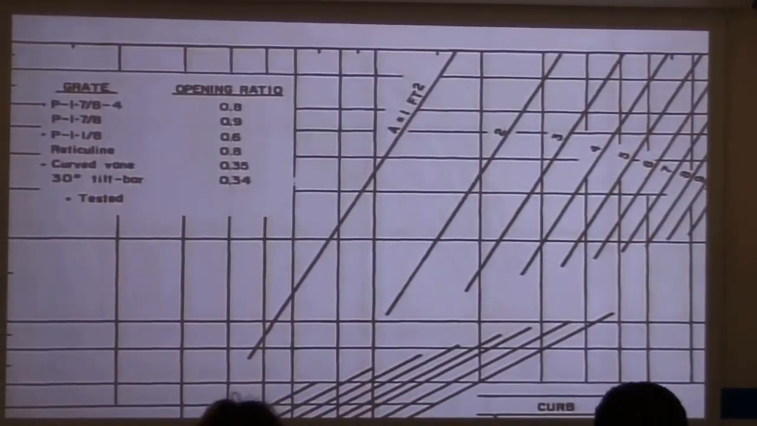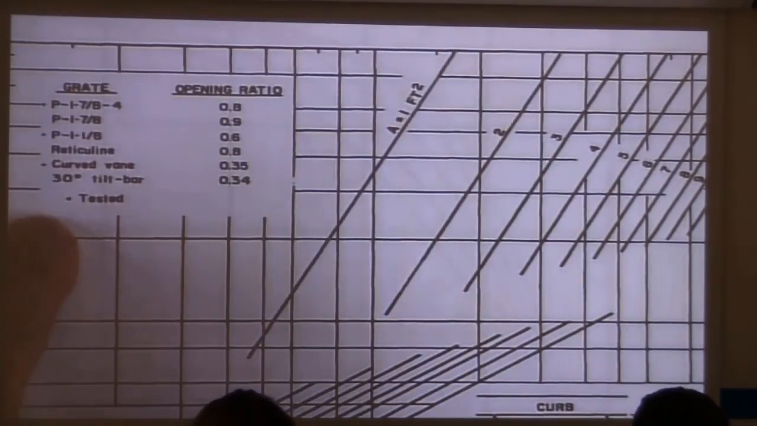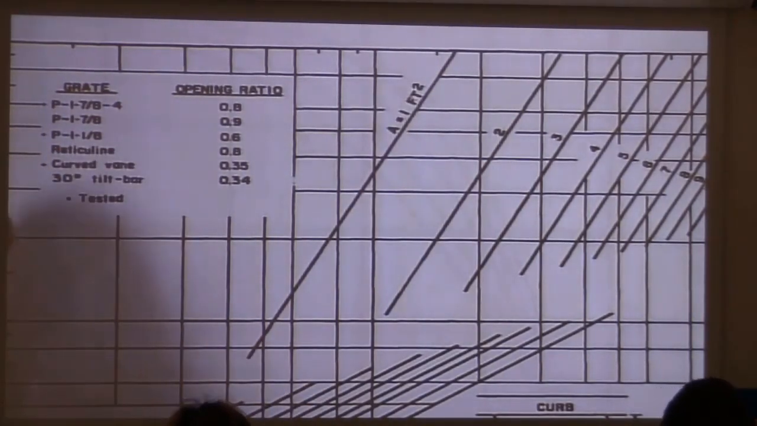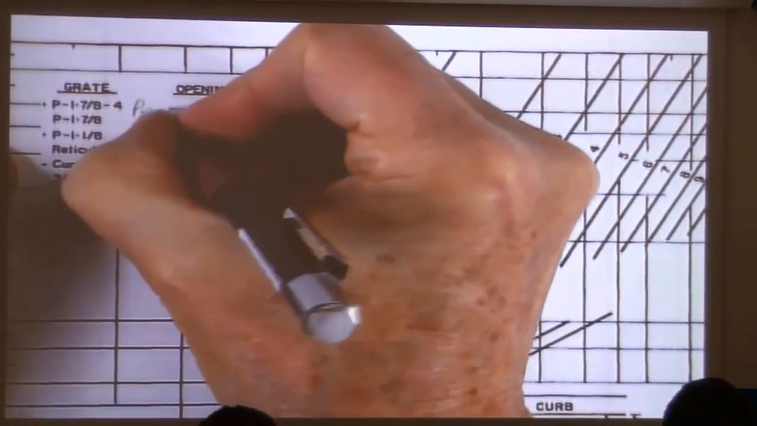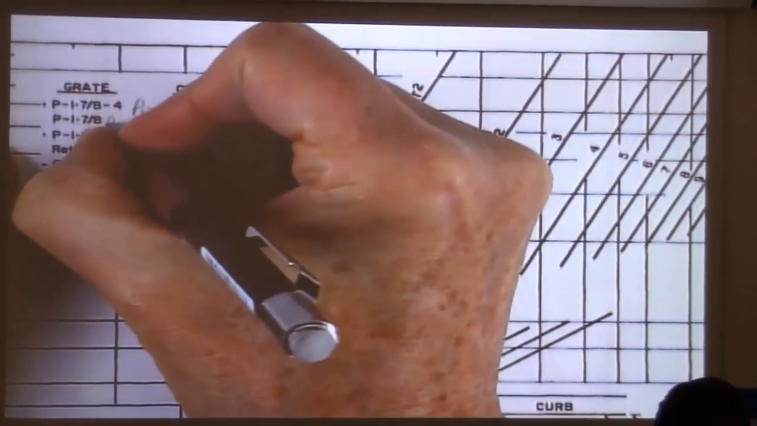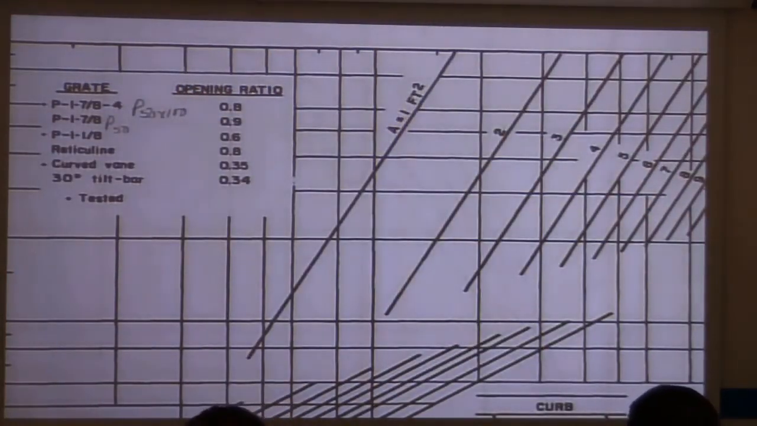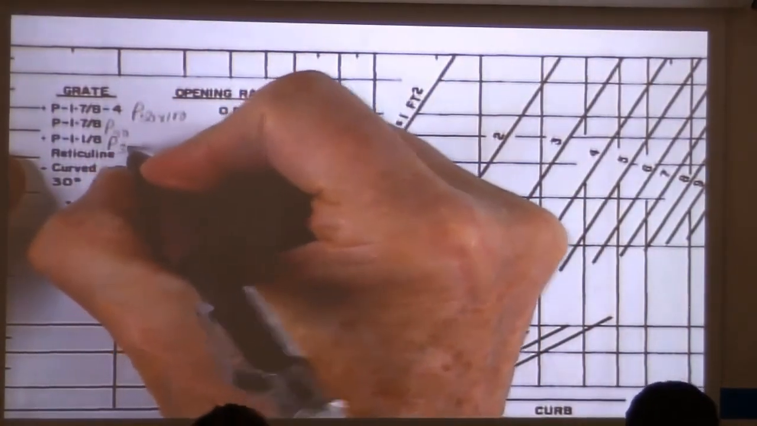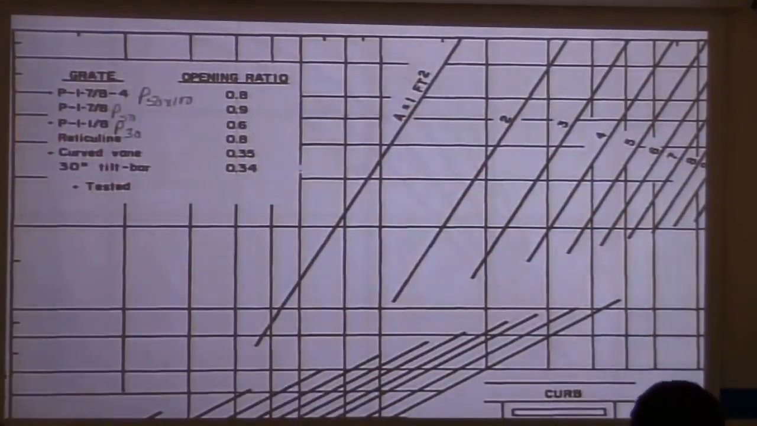Okay. What you'll notice here too is that it gives you these grates, and this P178-4 is the P50 times 100. And the one below it is the P50. So the times 100 is the bicycle safe one, and the other is not bicycle safe. And then the P1 1/8 is the P30. So a lot of times you'll see them written as that instead of the way they have them here.